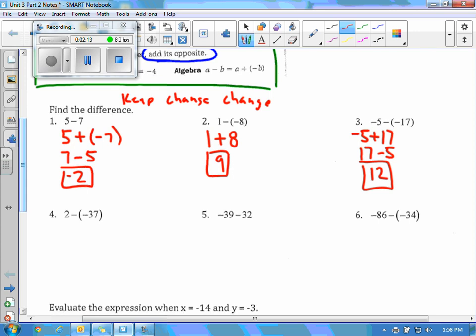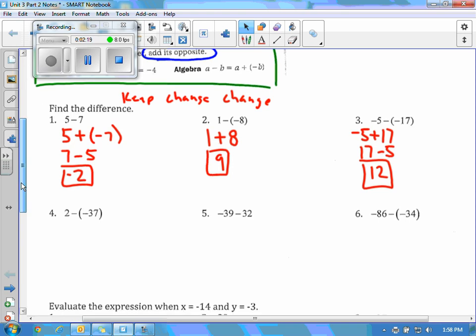Alright, I'm going to leave 4, 5, and 6 for you guys. Make sure you check out the answer key when you come to class. If you have any questions, feel free to ask me.